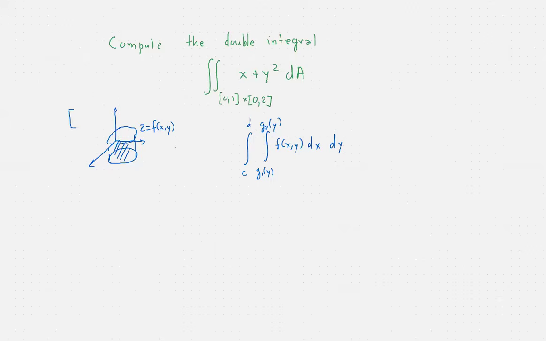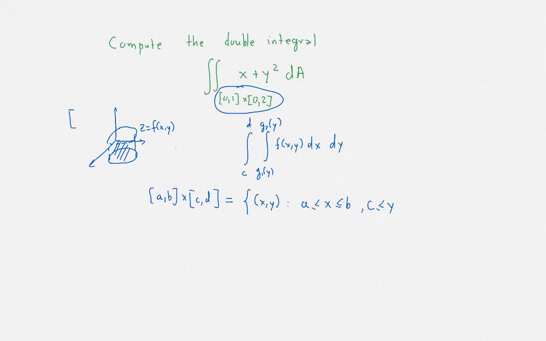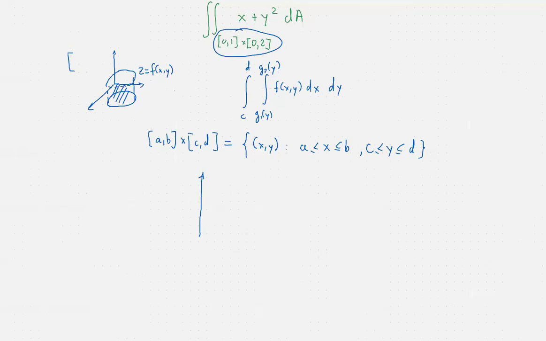So the notation in general, [a,b] cross [c,d], means that we have all x and y's, where x is between a and b, and y is between c and d. This is a rectangle, and we can even sketch it in order to understand what it looks like. So let's say that here's a, b, and here's c and d. Then this is what we're looking at. Here's our rectangle.